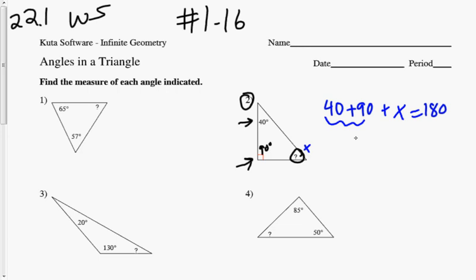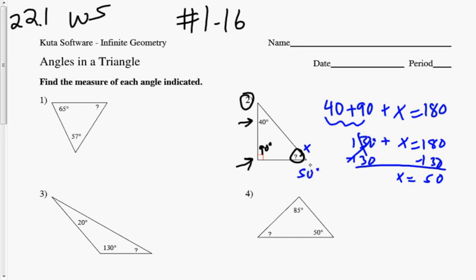Add these up right away. The 40 plus 90, you might have done that right away and gotten 130. But then to get x, we just have to subtract that. So 130 plus x equals 180. We just have to subtract 130 from 180. I'll do it on both sides to show that we are solving an equation correctly. And end up with 50, so that missing angle measure is 50 degrees.